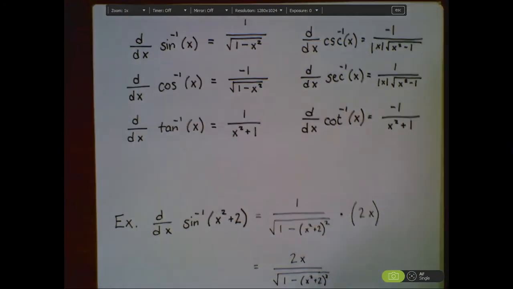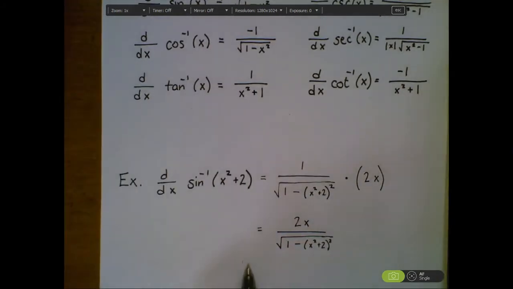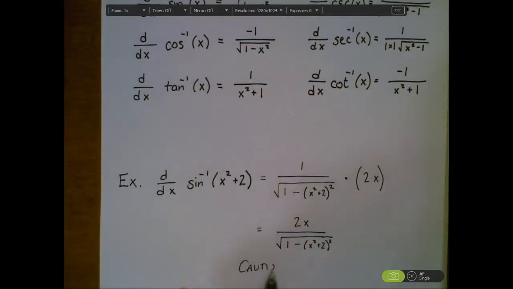I want to caution you, this is my caution, that you can't cancel the square root and the squared. No canceling. It's very tempting to want to take the square root of this squared term, but you can't do that because it's 1 minus this term. You would have to take the square root of this whole entire thing, which isn't something that's algebraically possible. So don't cancel, leave it as it is.